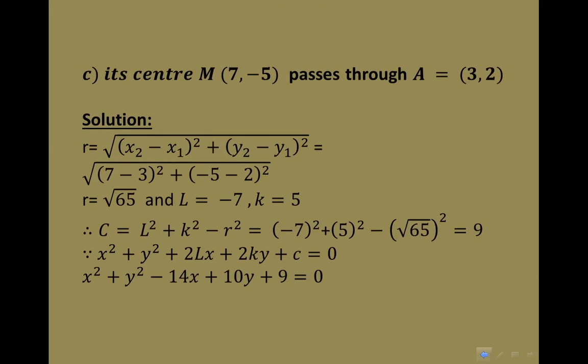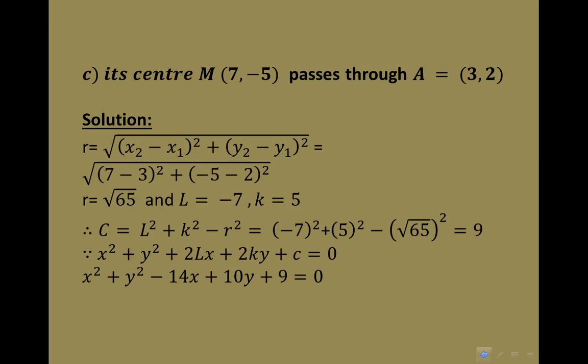The center of the circle is written as 7 and negative 5. Also this circle passes through A, 3 and 2. I'll use the center and the point on the circle to find the radius of the circle using the rule of the distance between 2 points. R equals the square root of x2 minus x1 squared plus y2 minus y1 squared. Then R equals 7 minus 3 all power 2 plus negative 5 minus 2 all power 2. I'll calculate the radius of this circle to be the square root of 65.